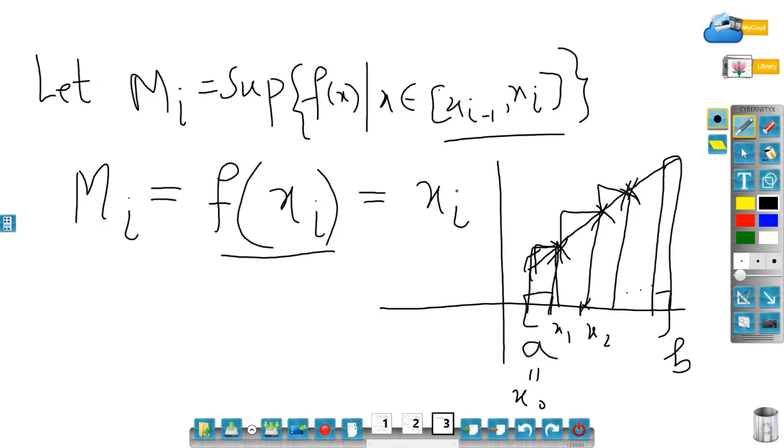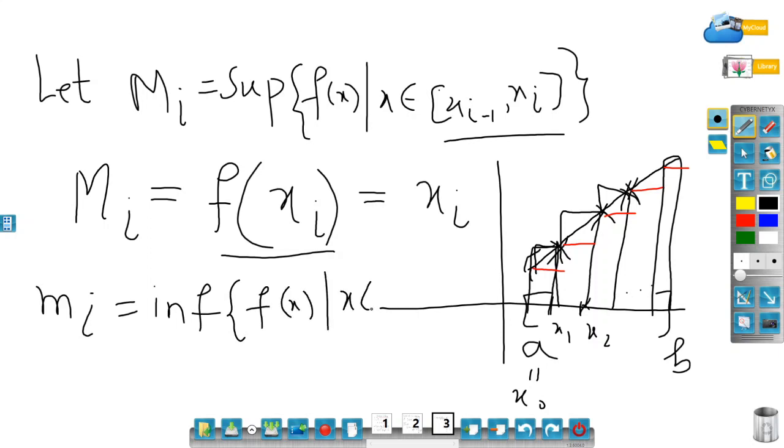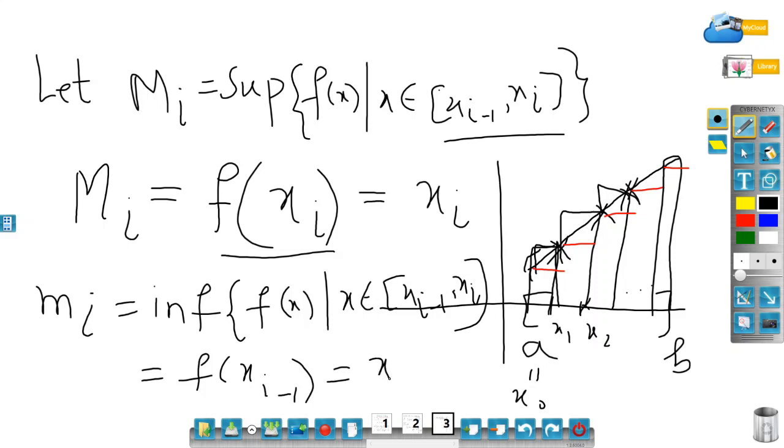Similarly, if I go for the lower bound, then you can see that for the lower rectangle, since the function is an increasing function, the lower bound will occur at xi minus 1. So small mi is equal to the infimum of f(x) such that x belongs to xi minus 1 comma xi, and in this case it is f at xi minus 1. And what is f at xi minus 1? Because f of x is x only, f of xi minus 1 will be xi minus 1 only again, right?